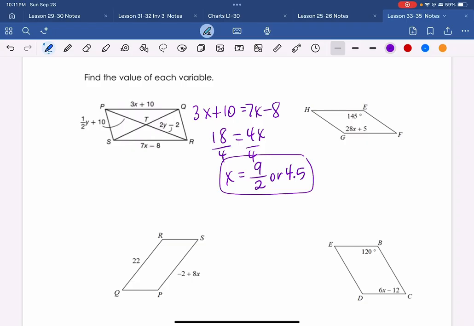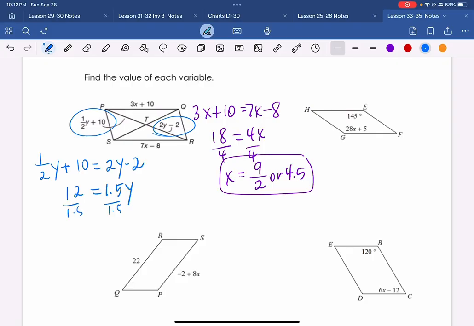Okay, now let's set these equal to each other. So we have 1/2 y + 10 = 2y - 2. First, we're going to subtract half of a y over here. So this leaves us with 1.5y. Add 2 over here, and that becomes 12. When I divide by 1.5 on both sides, I get y = 8.